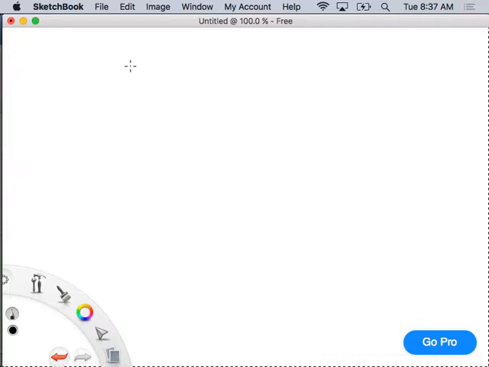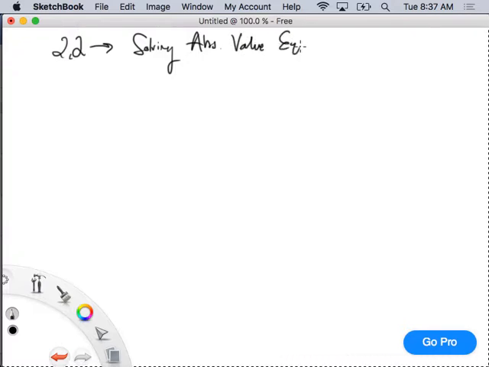So, next, 2.2 rather. Solving absolute value equations. Okay?